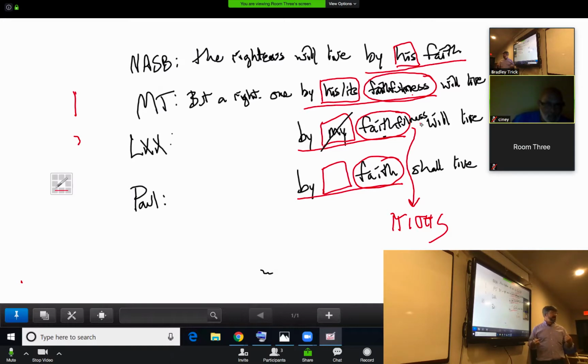And so what's going to get the righteous through to life is having faith in the faithfulness of God. That God is going to be faithful, that he is righteous, even though everything around you seems to call that into question. Faith in the faithfulness. Yes. That he's going to keep his promise.